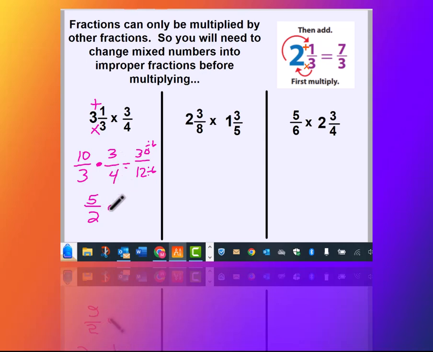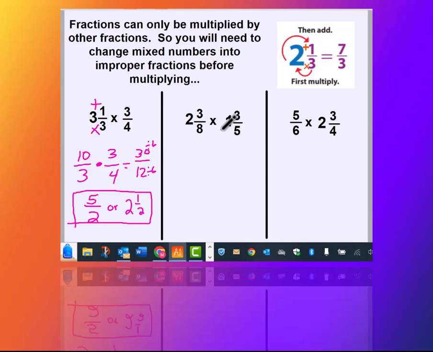If you want to change that back to a mixed number, then you divide. 2 goes into 5 2 whole times with a 1 remainder, and the denominator stays the same. So either one, 5/2 or 2 1/2. Okay, let's try the next one.